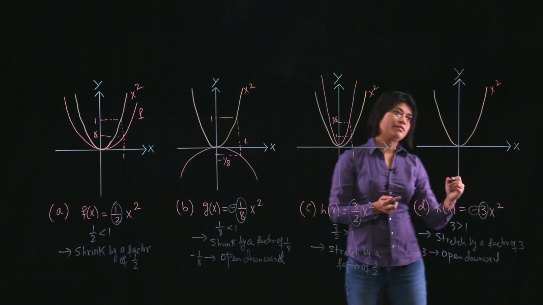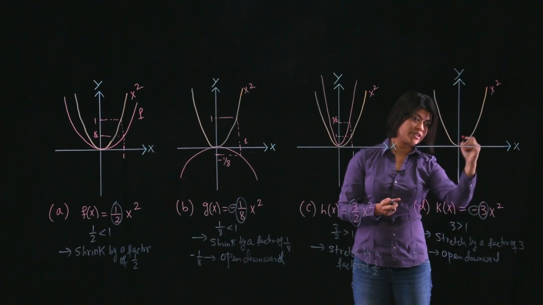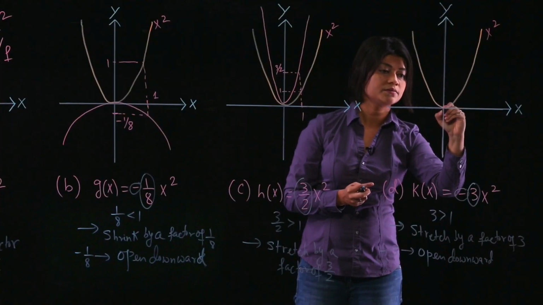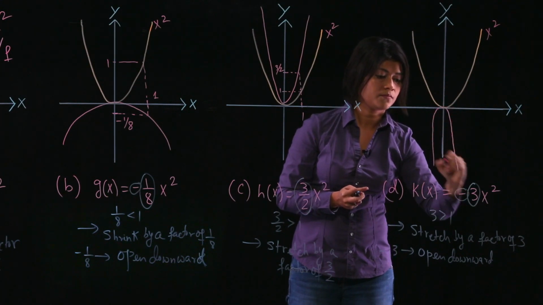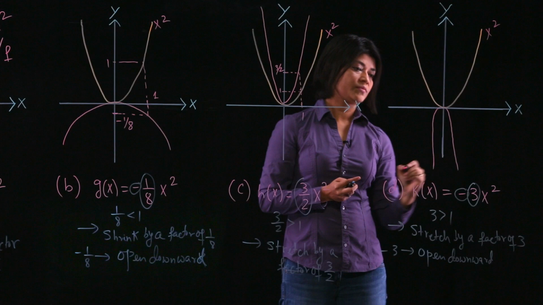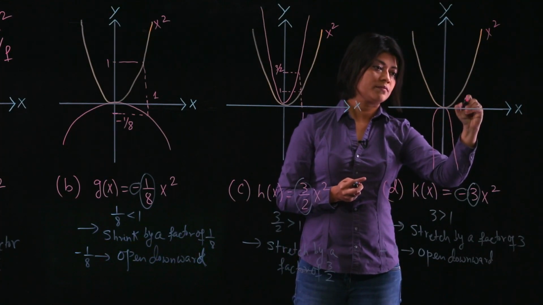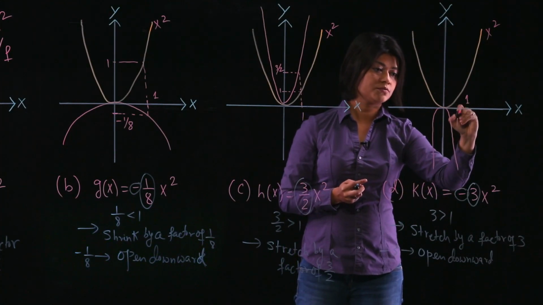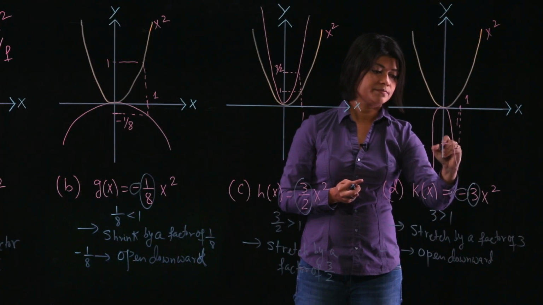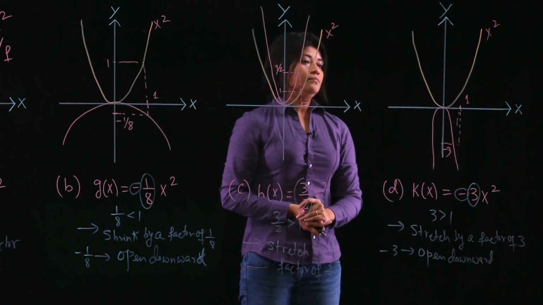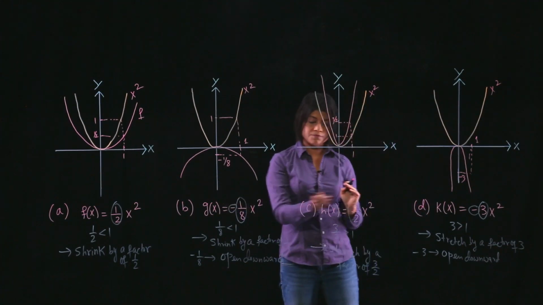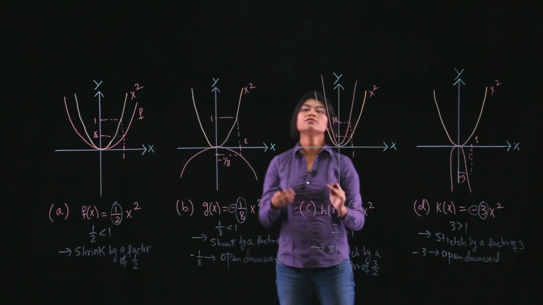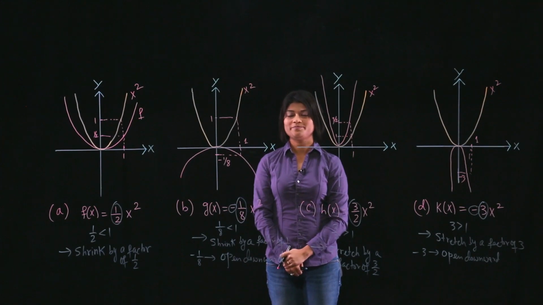So this is x squared, and k of x will look something like this. So at 1, the value will be about -3. Okay, so we compared all 4 functions and their graphs with the graph of x squared. Thank you.